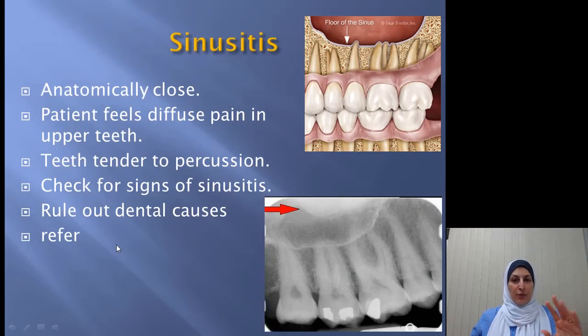So that was straightforward. A more challenging condition is sinusitis. When the sinuses are infected, you cannot see that. You cannot see any lesions within the sinus.